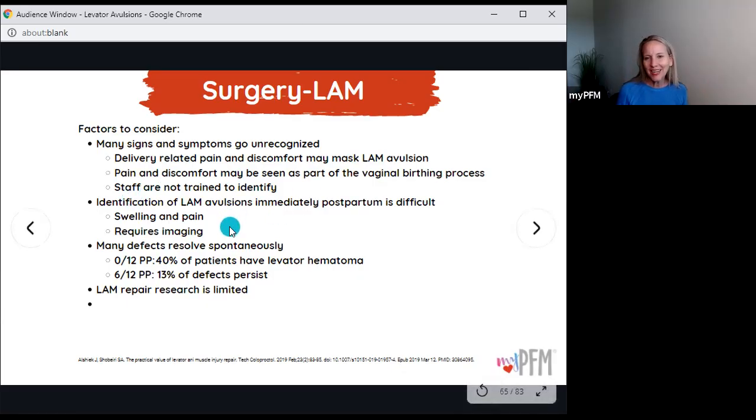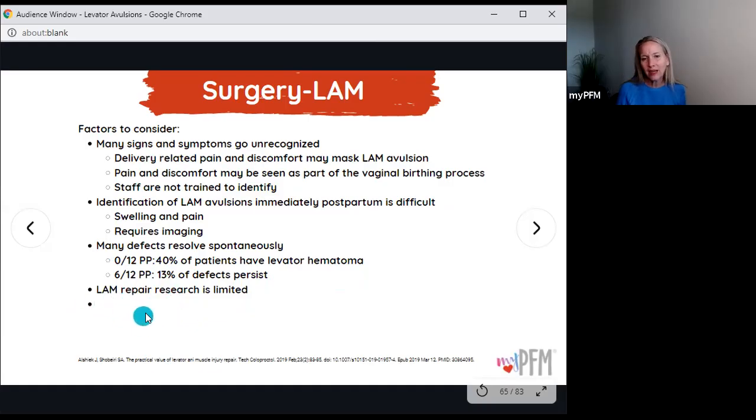So identification of levator ani muscle avulsions immediately postpartum is difficult. Swelling and pain require imaging. Many defects resolve spontaneously. So 0 out of 12 had a defect at month 0 postpartum, so basically you just had the baby. 40% of patients had a levator hematoma, which is that swelling, kind of like a large blood mass. At 6 months postpartum, 13% of those defects persisted.